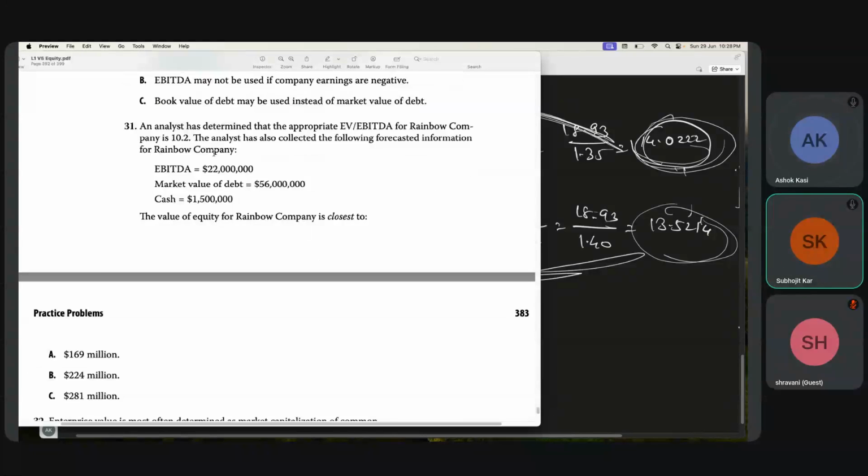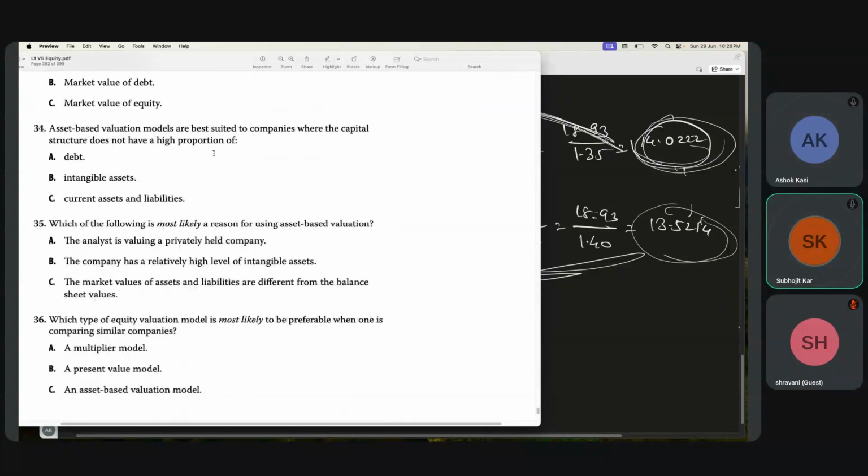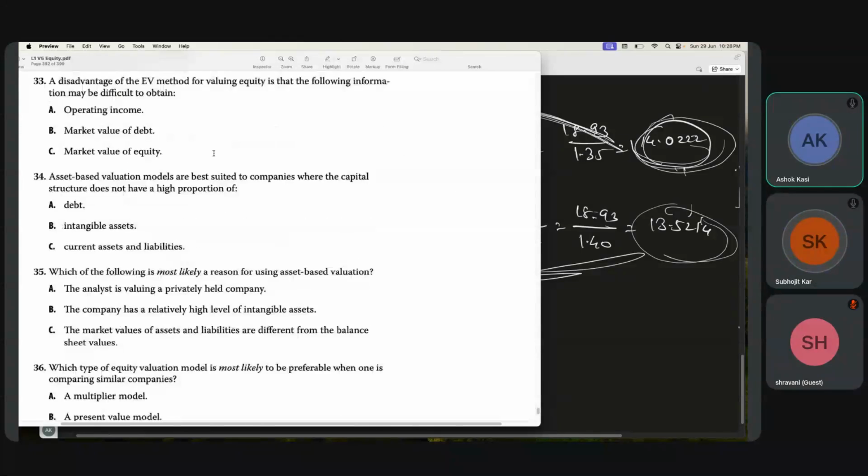What is the 33? This is the last one. The disadvantage of the EV method for valuing equity is that the following information may be difficult to obtain. Market value of debt is difficult to obtain. But the rest are all fine, right? Won't market value of equity be difficult? No, that is just the share price in the market.